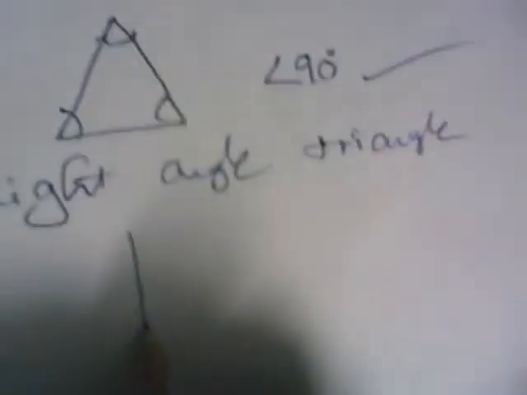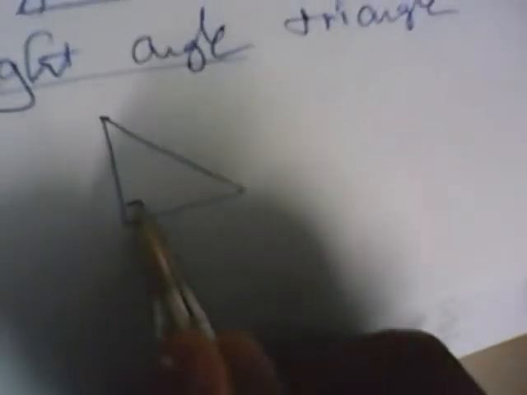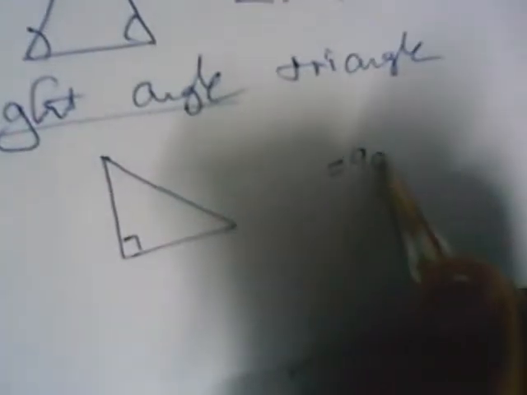Next, number 2, right angle triangle. As I said earlier, right angle means 90 degrees. In a triangle, if one angle is exactly 90 degrees, then the triangle is called a right angle triangle. Next, third one, obtuse angle triangle.